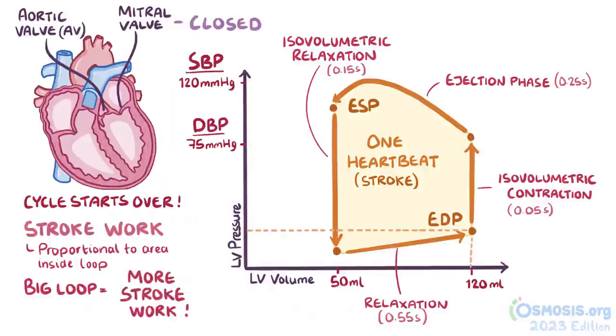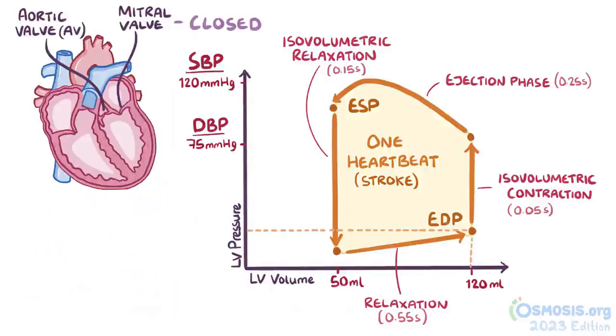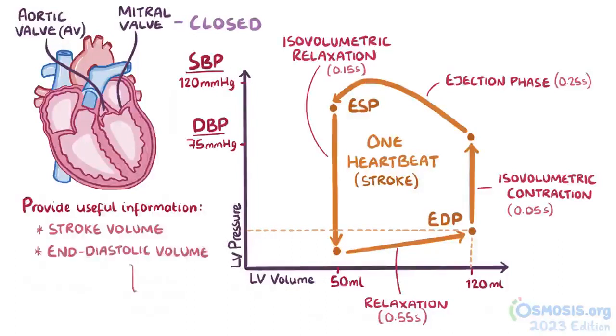Alright, as a quick recap, pressure volume loops are graphs showing the changing relationship between the left ventricular pressure and the left ventricular volume during a cardiac cycle. Pressure volume loops can provide us with useful information such as stroke volume or end diastolic volume, as well as systolic, diastolic and pulse pressure.